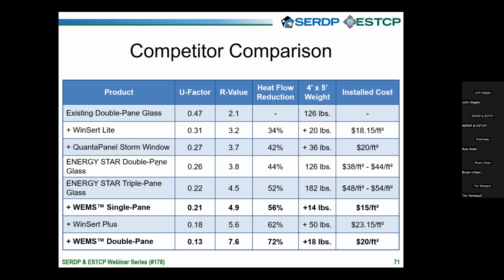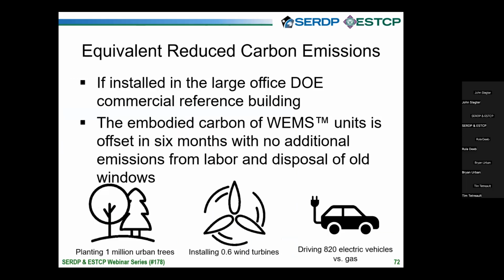And as you can see, compared to a double pane glass or a triple pane glass replacement window, the installed costs are consistently much less. So instead of $20 per square foot, you're going to have to spend somewhere in the range of $40 to $50 per square foot by the time you get it installed. So on a big building, that difference can become a big number.